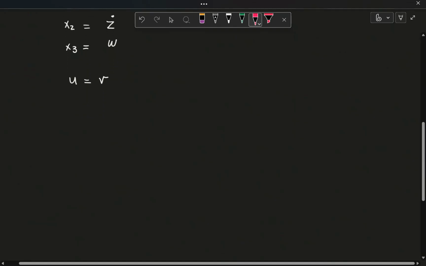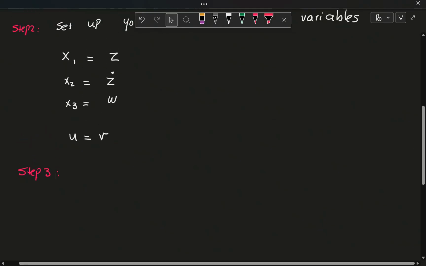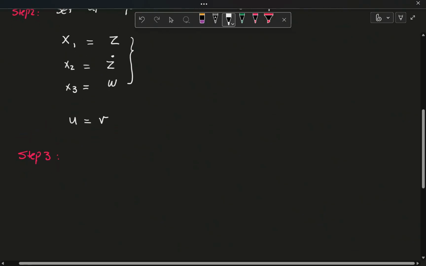Now I'm going to go to the next step, step 3, which is writing down 3 first order differential equations. Look, the order of my system is 3, so I need 3 first order differential equations here. So writing down n equals 3 in my example, first order differential equations.